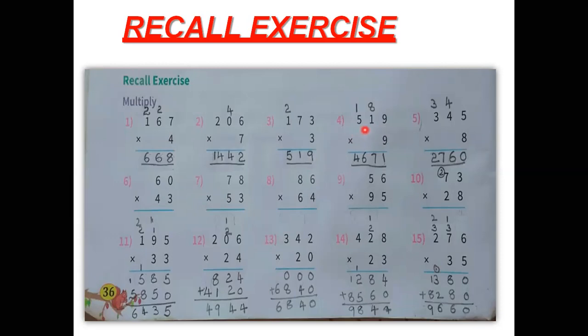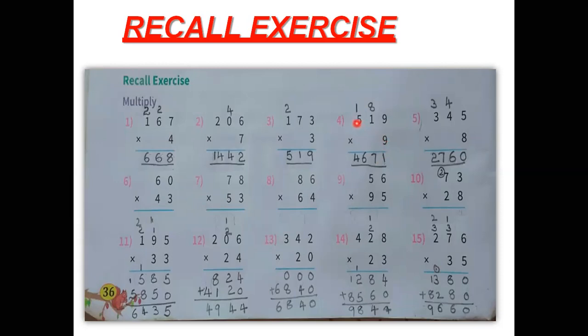In the same way here also, 519 you should multiply by 9. First we will multiply 9 into 9. 9 nines are 81. So 8 will be carried to the tens place and 1 we will write down. Next 9 into 1. 9 ones are 9 and 9 plus 8 you have to add. So 9 plus 8 is 17. So 1 we will carry to the hundreds place and 7 we will write in the tens place.